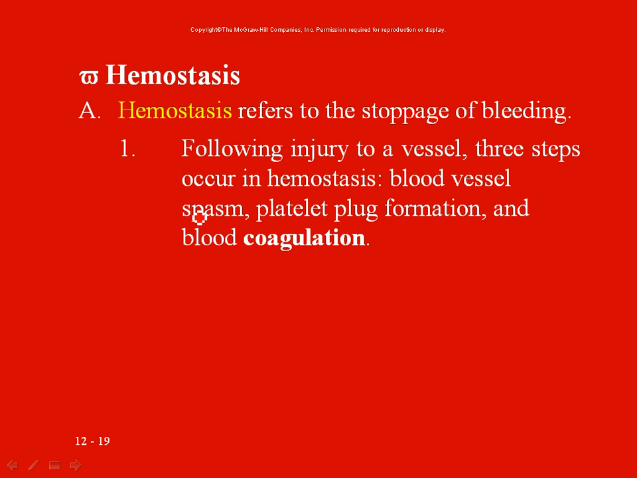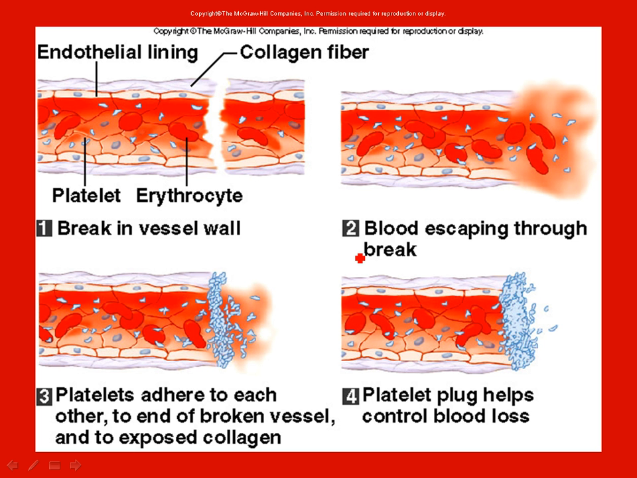And so it does so in order to maintain. Stasis means to maintain, try to keep the same. Hemo refers to blood. In order to maintain that blood inside of your system, what we're going to try to do is stop the bleeding and then heal the blood vessel. And the first three steps of this process are basically here: blood vessel spasm, platelet plug formation, and then blood coagulation.